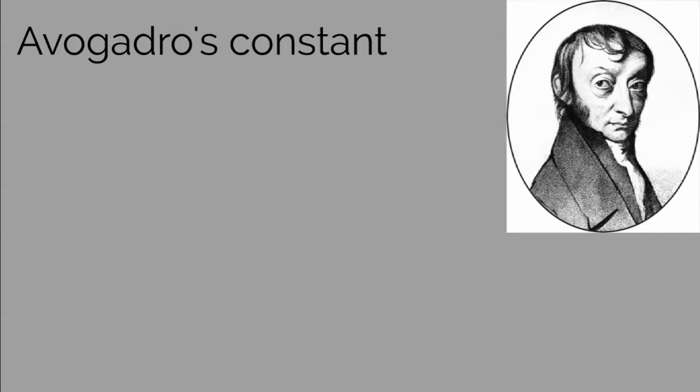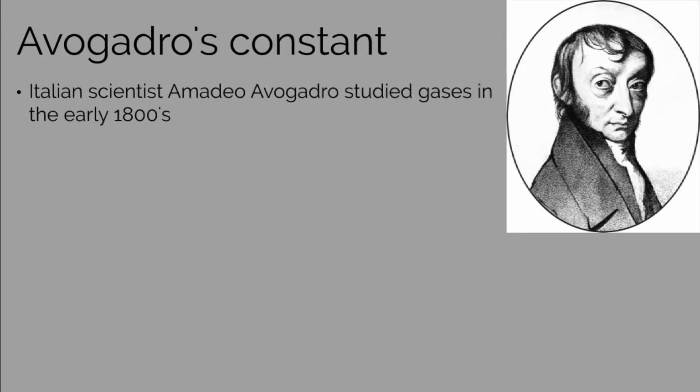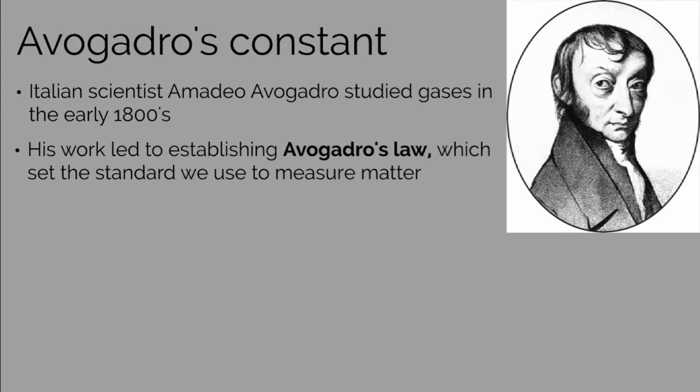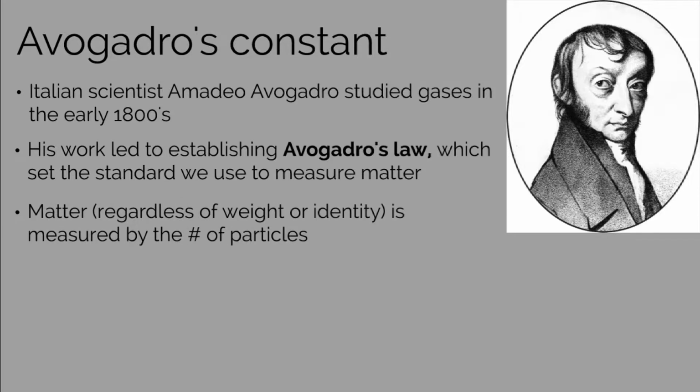So it is called Avogadro's constant, and the reason we call it that is that it came from the work of the Italian scientist Amedeo Avogadro. Back in the early 1800s, he worked a lot with gases. He studied them very closely, and he came up with what came to be known as Avogadro's law. And that was the basis of the information that we used to set the standard to measure matter.